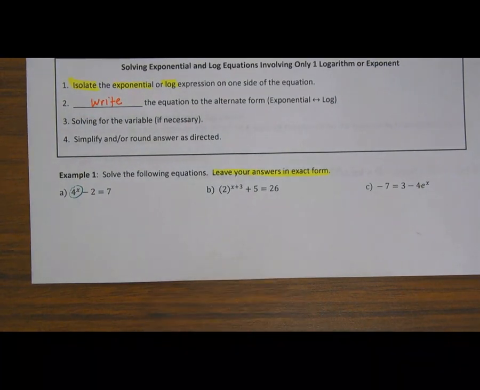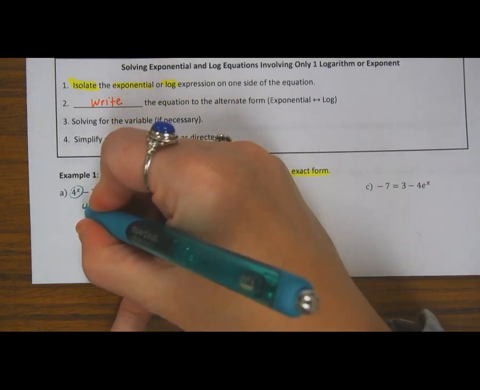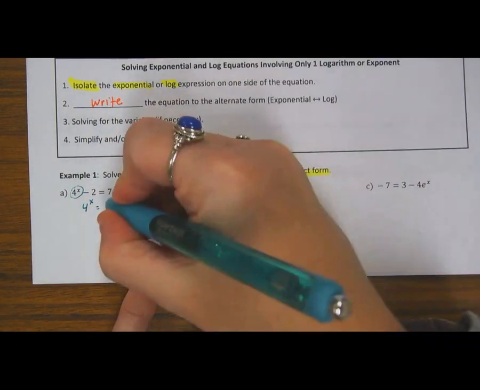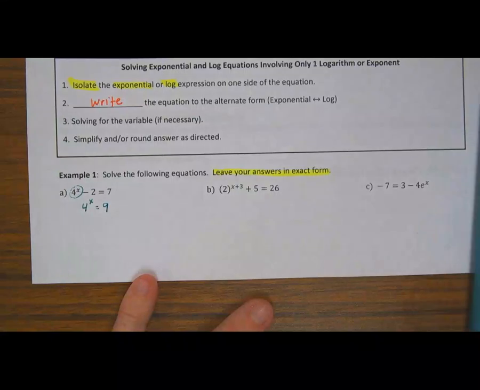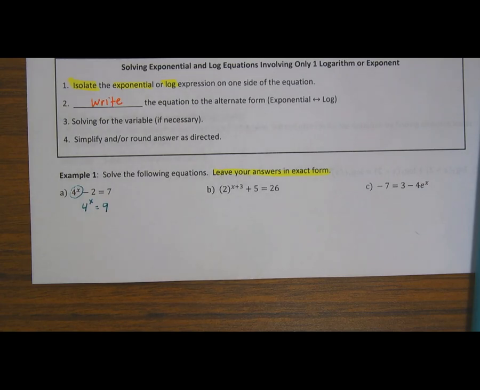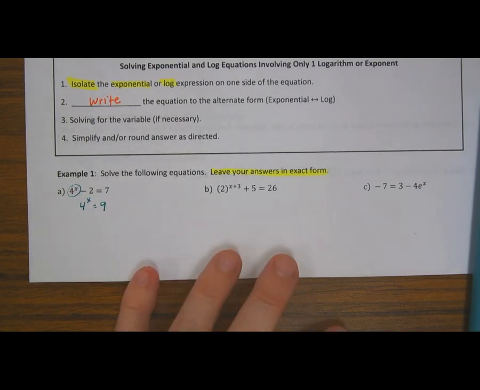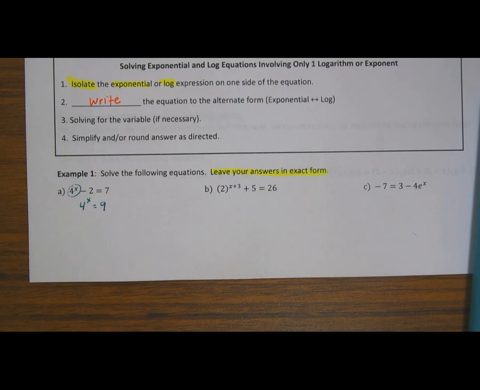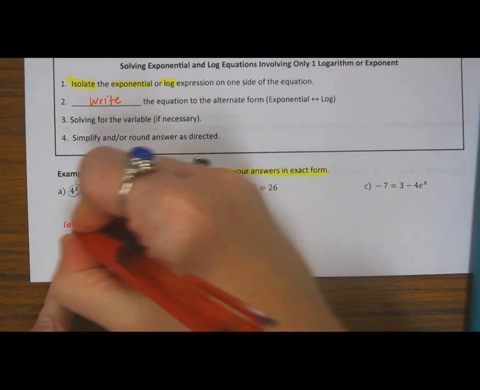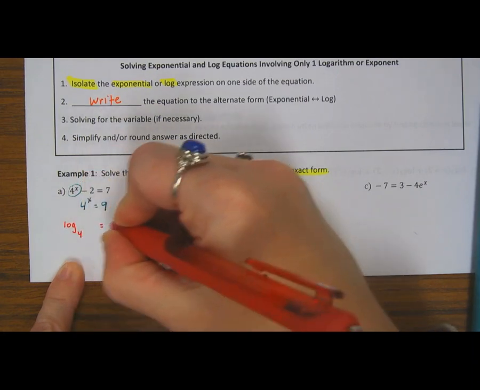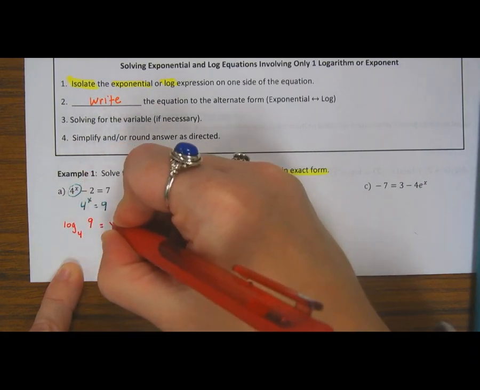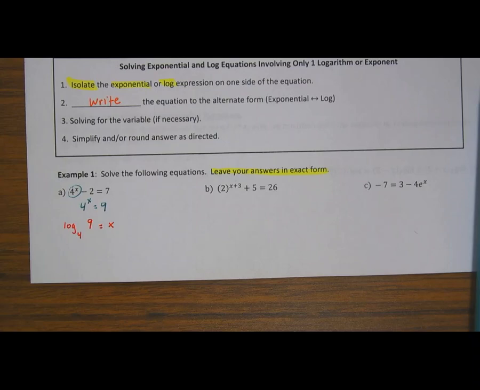What I need to do to make that happen is add 2 to each side. I'm not going to show that work. 7 plus 2 is 9. Okay? Now what this says is 4 to some power is 9. I don't know what that power is. It's some decimal value. What we need to do next is write this exponential equation in its alternate form. That's going to be log base 4 of 9 equals x.